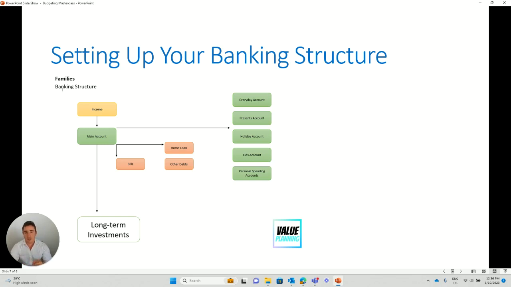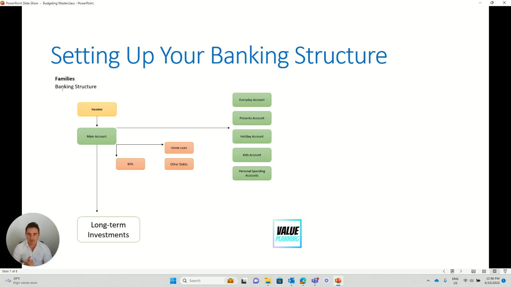The accounts that you do need to have access to, and that you will carry the cards for, and have linked on your phone, are your everyday account and your personal spending account. Okay, I'll run through the everyday account first. So the everyday account is the main card that you use for all your day-to-day spending.